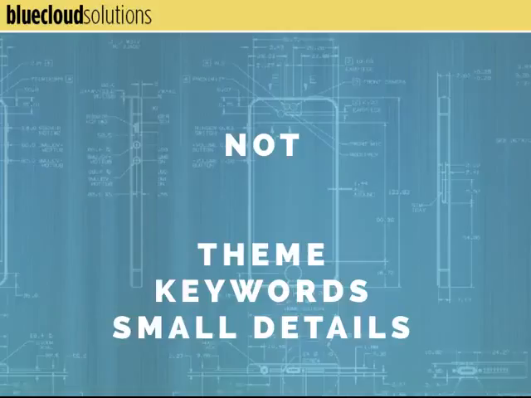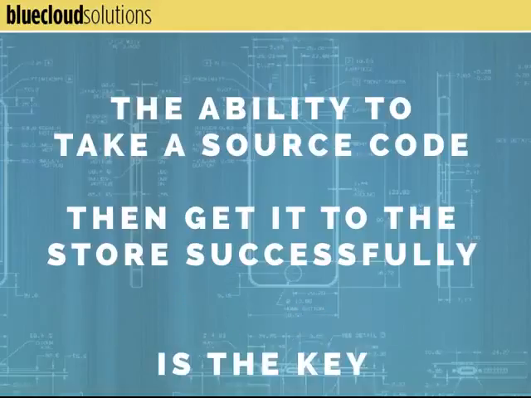That is the difference. That is why this case study is so important, because as you're building your skinning business, realize that the operations are so important. And the theme and the keywords and the small details are great learning, and that's going to help you get started. But that's not how you grow a monster business. It's all about the operations. The ability to take a source code and then get it to the app store is the key. I mean, if you can get it from start to finish, that is the key.